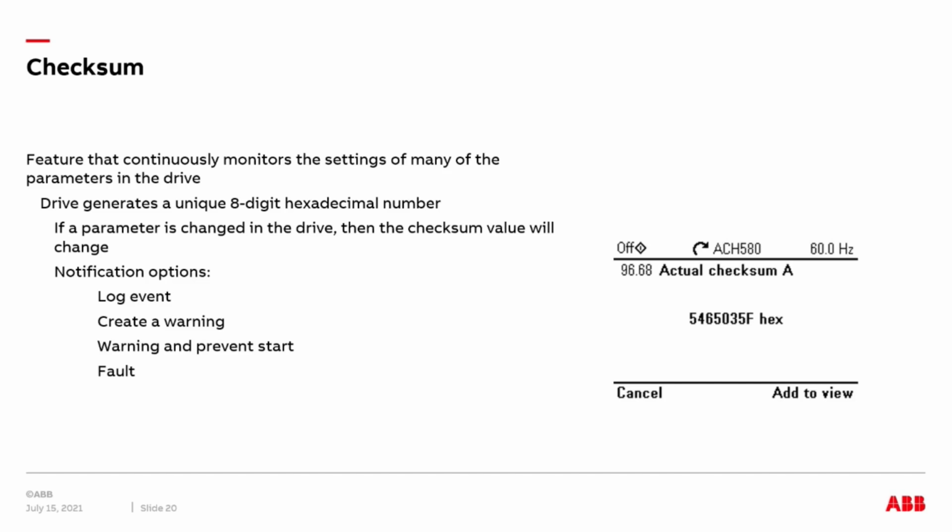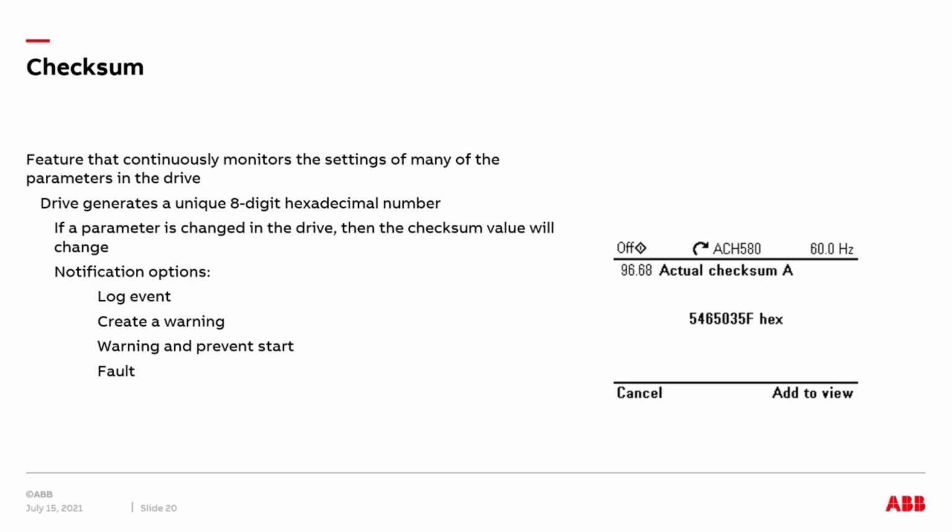So now that I've set the stage, let's talk about what it is and how it works. Checksum is a feature that continuously monitors the settings of many of the parameters in the drives. So what the drive does, it generates a unique 8-digit hexadecimal number, and that hexadecimal number relates to how the drive parameters are configured. So if a parameter is changed in the drive, then the checksum value will change.